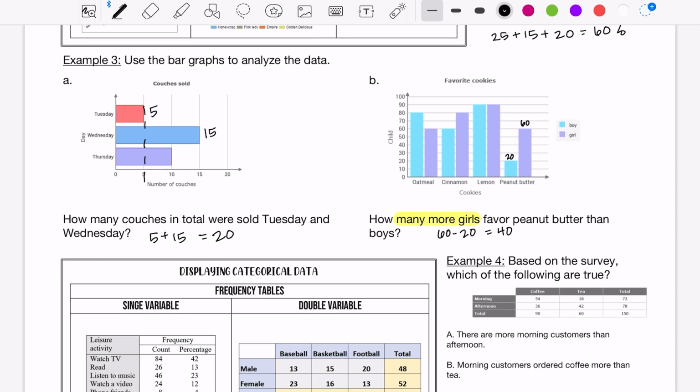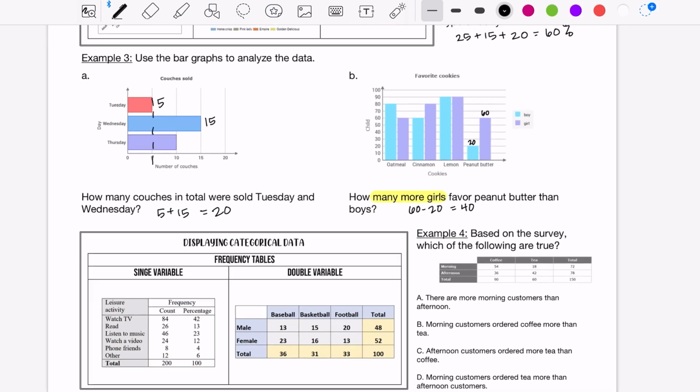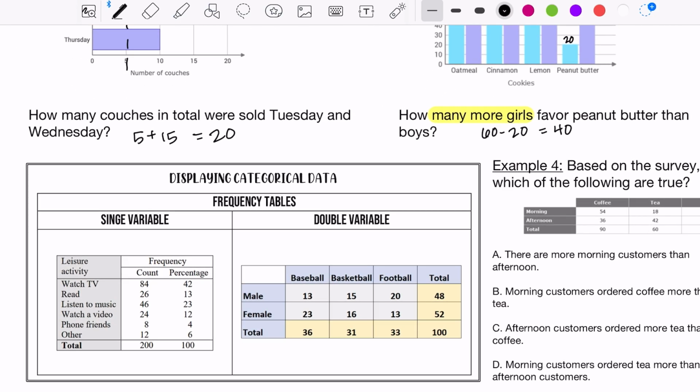Okay, moving on. Now we're doing quantitative data, and this is frequency tables. So you can see over here, this is if you just have one variable, and then this is if you have two variables. So this is like, what's your favorite leisure activity? And then somebody says, watch TV, and then 84 people said watch TV. 26 people said read, listen to music, and this is the percentage of people. So there's 200 people total. So if I take 84 and divide it by 200, that's going to give me that percentage, and so on and so forth.